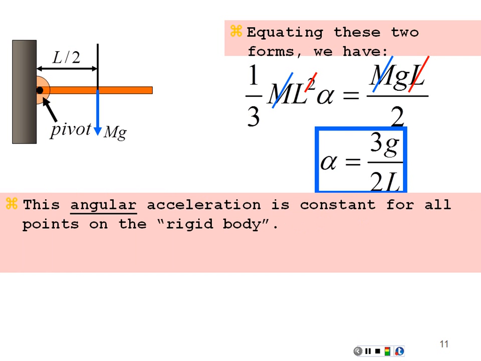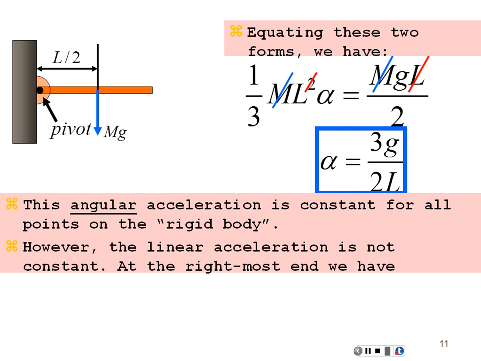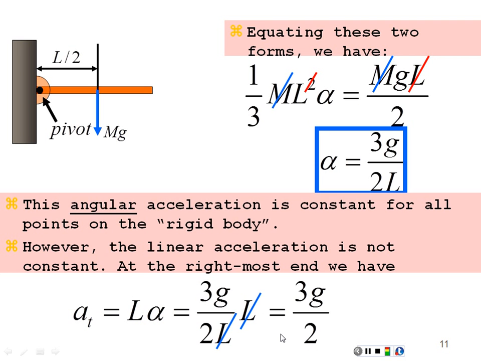So what is the linear acceleration for a point on the end here? Well, that is a distance away from the pivot of L, and the linear acceleration is always equal to the angular acceleration times the distance to that point, which in this case would be L. So the linear acceleration at the end of the rod would be L times alpha. Alpha is 3g over 2L, and L is L. The L's cancel out. The linear acceleration at the end of this rod is not g, it is 1.5 g. It's 50% greater than g.